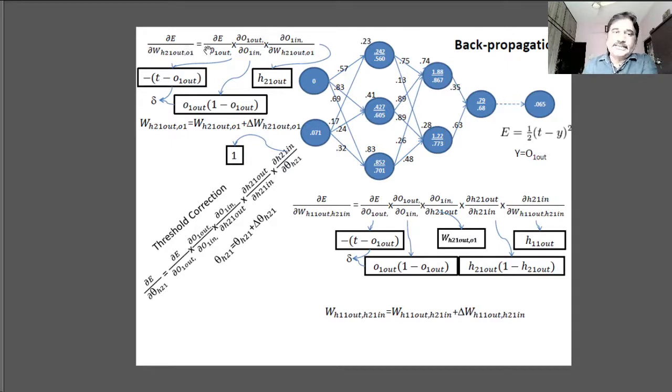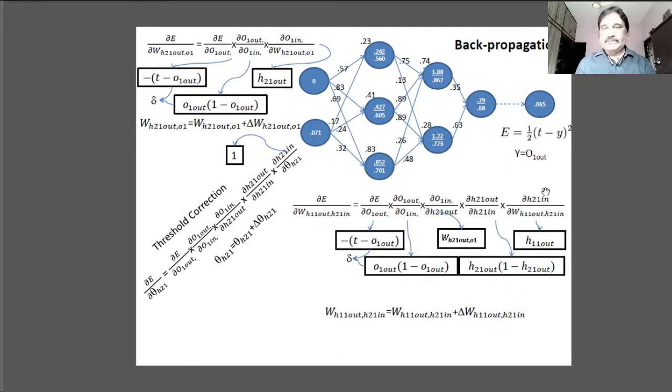So we will be chaining: the partial differentiation of error with respect to O1 out, then the differentiation of O1 out with respect to O1 in, as you see here, and the differentiation of O1 in with respect to this weight. So one by one, we'll be seeing the differentiation of these. It is not as complex as it looks. It is simple. Chaining you have understood, so you will understand the differentiation also.